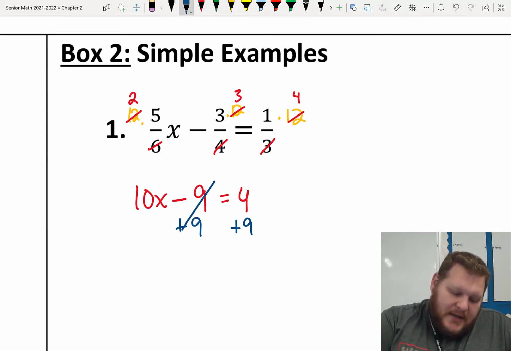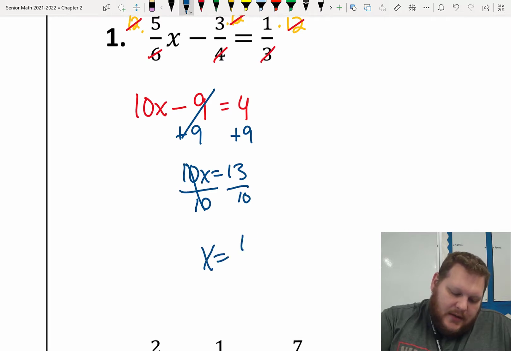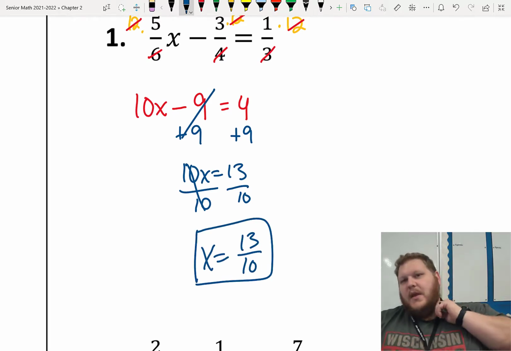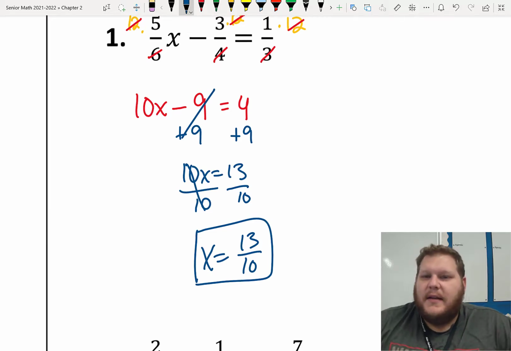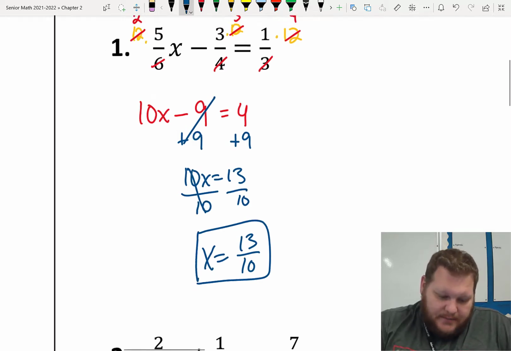Add 9 on both sides. 10x equals 13. I divide by 10 on both sides, and holy moly, I still get 13/10. So you do still have to deal with finding a common denominator, but you have to do it once, and then you're done with fractions for the entire rest of the problem, which is just awesome.